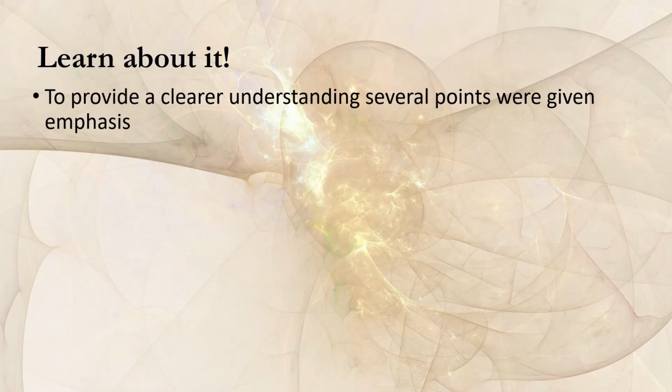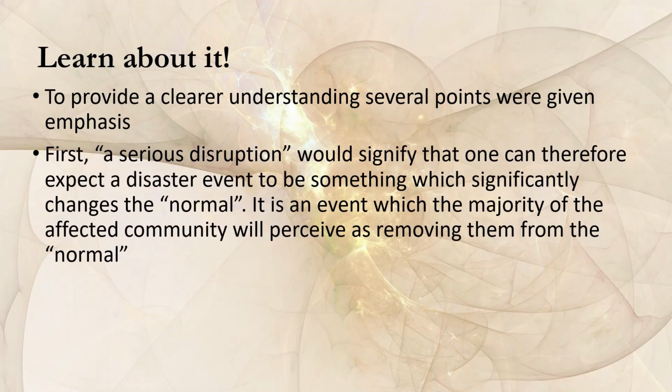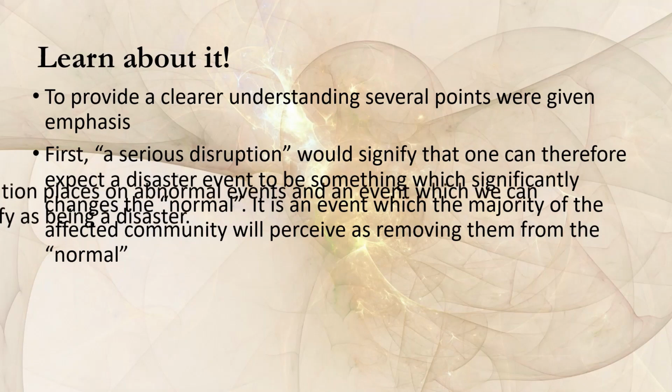So let us remember, to provide a clearer understanding, several points were given emphasis. First, a serious disruption would signify that one can expect a disaster event to be something which significantly changes the normal, like COVID, when education became a new normal. So it is an event which the majority of the affected community will perceive as removing them from the normal. That is the meaning of serious disruption.